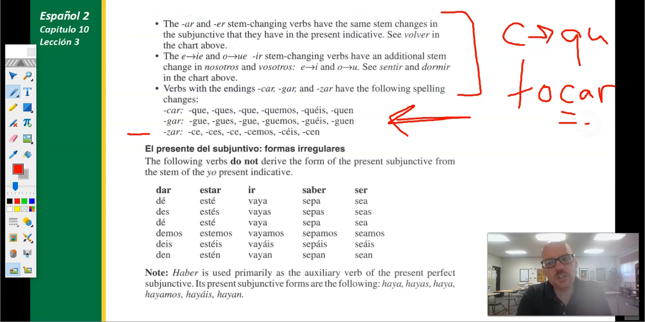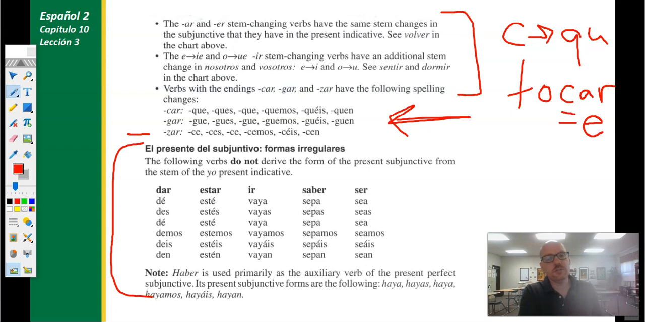So when we change that A to an E ending, if we didn't change that C to a QU, it would say Jose, and we don't want that. We want toque. Keep that k in the infinitive. All right, and then the last thing here on this slide that we need to talk about is the irregular forms.